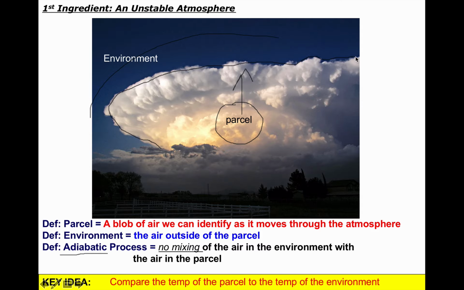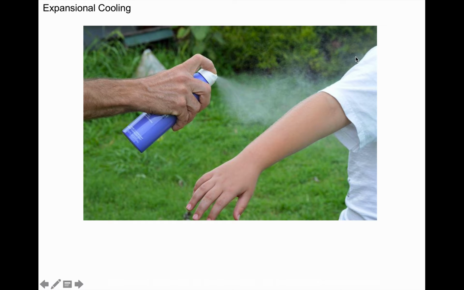So what's the key idea? Compare inside temperature to outside temperature. Compare the temperature inside the parcel to the temperature of its environment. And that is a tricky and complex concept to understand. So we're going to spend most of this video lecture trying to digest just that one idea. So let's dig into this. First thing I want to talk about is how the air can cool and warm. We're going to be talking about two big concepts. One, expansional cooling, and the other, compressional warming.